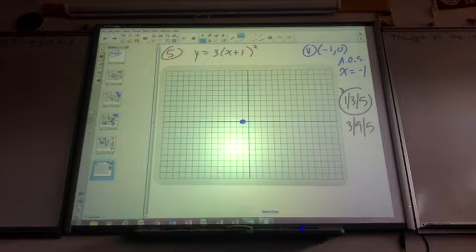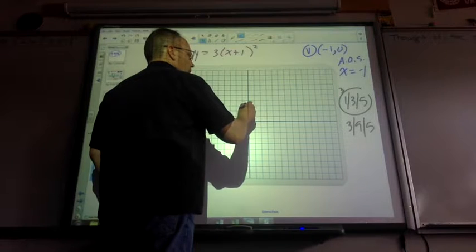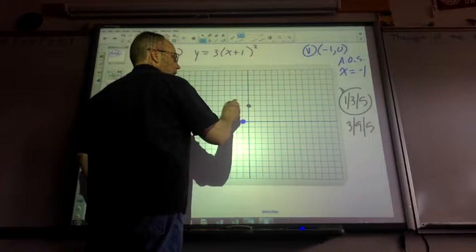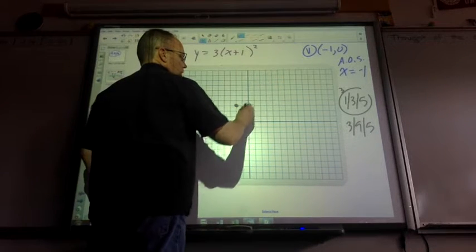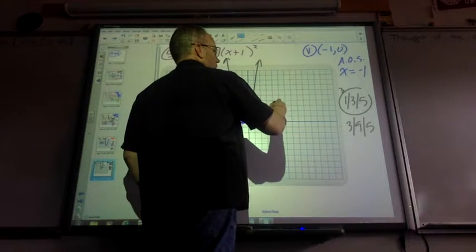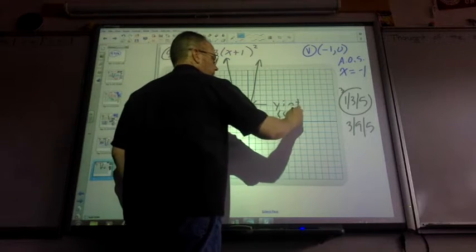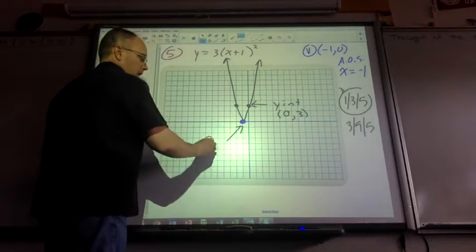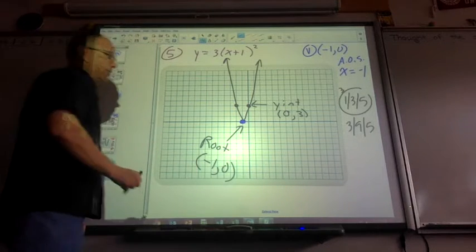All right. 3, 9, 15. Ready? Right one up. 1, 2, 3. What did I find? The y-intercept. The 9 is not going to fit, so I'm just going to plot with what I have. The y-intercept happens to be 0, comma 3. My root happens to be the same thing as the vertex, negative 1, comma 0.